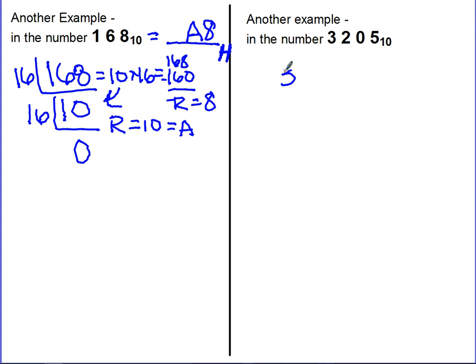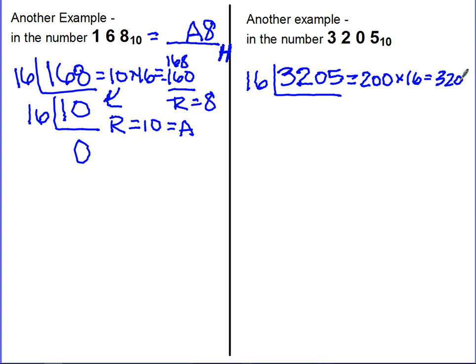Here's one that looks like it's going to be much more difficult. Sorry about that, very hard to read. There we go. But if I look at it, 16 I know goes into 32 twice, and then there's no way that 16 can go into 5, so this becomes much easier than I actually think it might be. 200 times 16 gives me 3,200. If I have 3,205 minus 3,200, I'm going to get a remainder of 5.